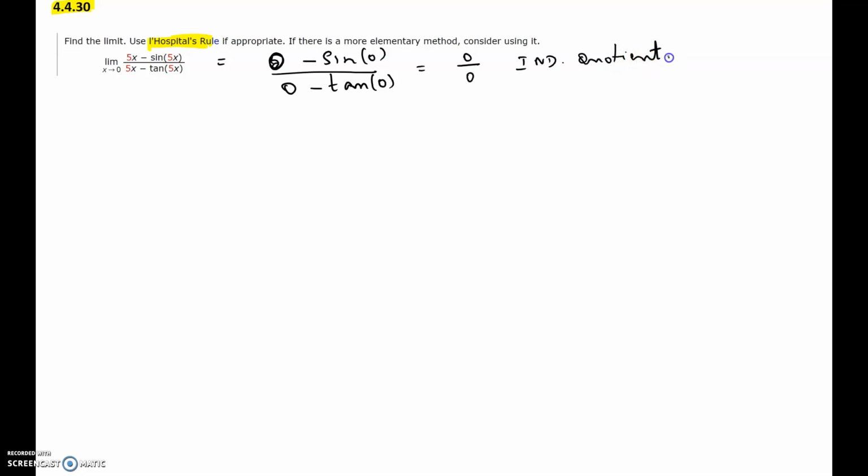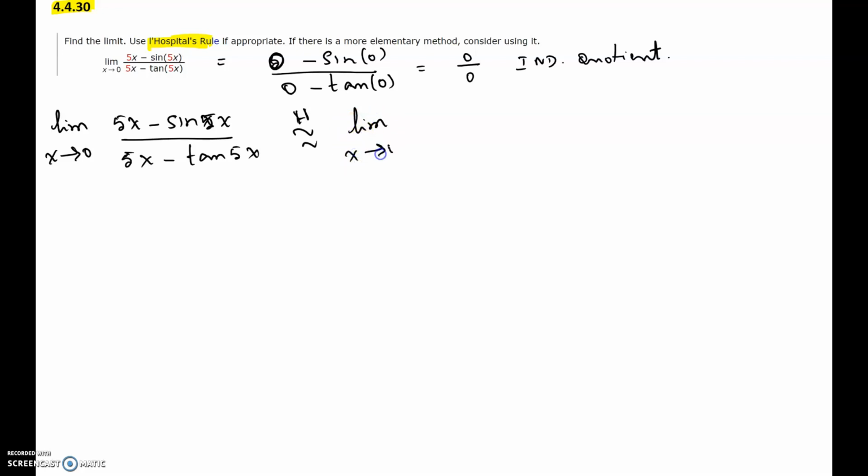Anytime we have an indeterminate quotient, we'll apply L'Hopital's rule. So we'll now apply L'Hopital's rule to this limit: 5x minus sine of 5x divided by 5x minus tan of 5x. When we apply L'Hopital, we use the symbol H for L'Hopital. Then we are going to take the derivative of the numerator over the derivative of the denominator. The limit is x approaching 0.